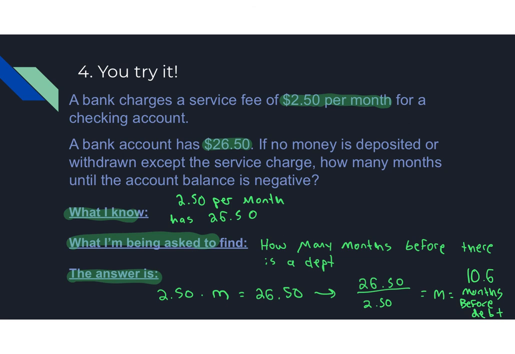All right, so here's what I came up with. We've got the $2.50 per month. We've got $26.50 in the account. We're being asked how many months before there's a debt. I said, well, that's $2.50 times however many months we can do before we are out of money. So 26.5 divided by 2.5 is going to equal 10.6, which means that my M, or that unknown that stands for months, I have 10.6 months before I am in debt.